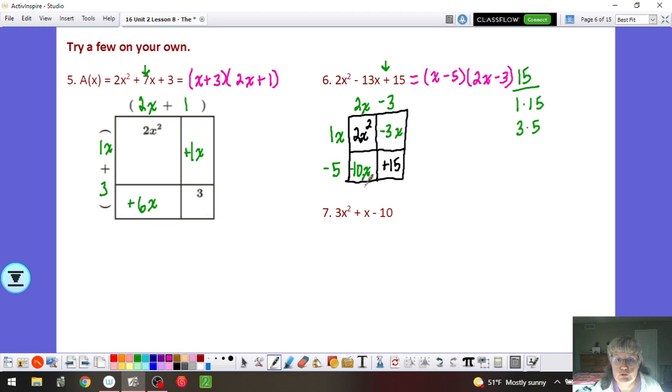So you do want to definitely check that everything inside this model will combine or simplify to give you that original trinomial expression. And we will pick up with example 7 in the next video.